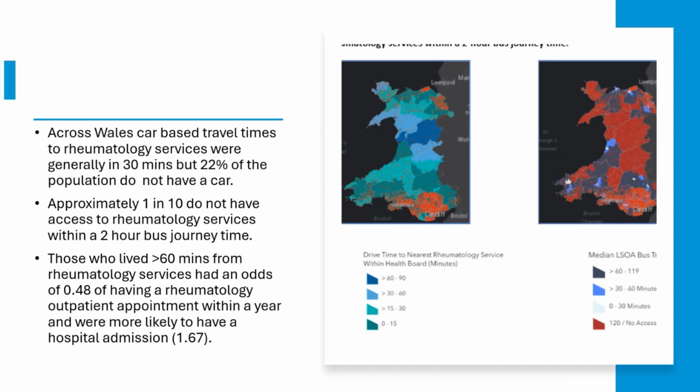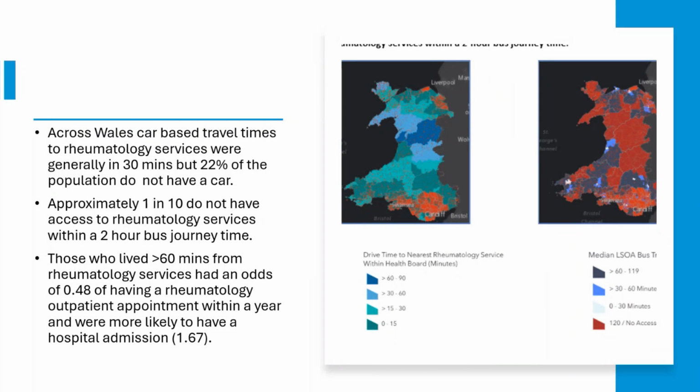For the travel times, for most people in Wales it's about 30 minutes to reach a rheumatology service, but about 22% of people didn't have a car. And the red bits on the map here, you can see that they're more in the cities, that people don't have a car. Approximately 1 in 10 didn't have access to a rheumatology service within 2 hours of a bus journey. And you can see over here where there's a lack of a bus service, and that's more central Wales.